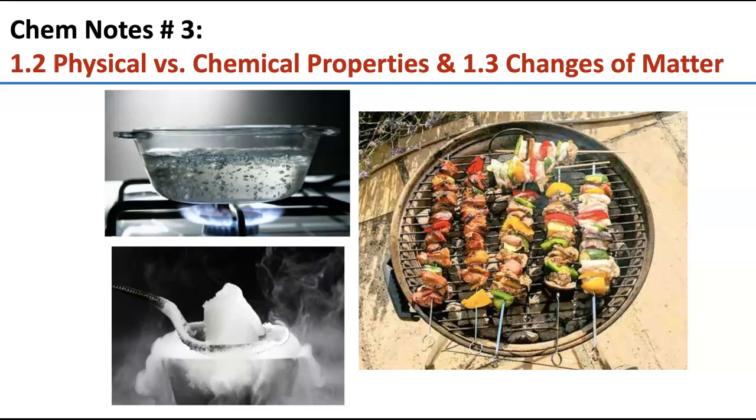This is 1.2 physical versus chemical properties and 1.3 changes of matter. So here's a picture of a polar ice cap from outer space.